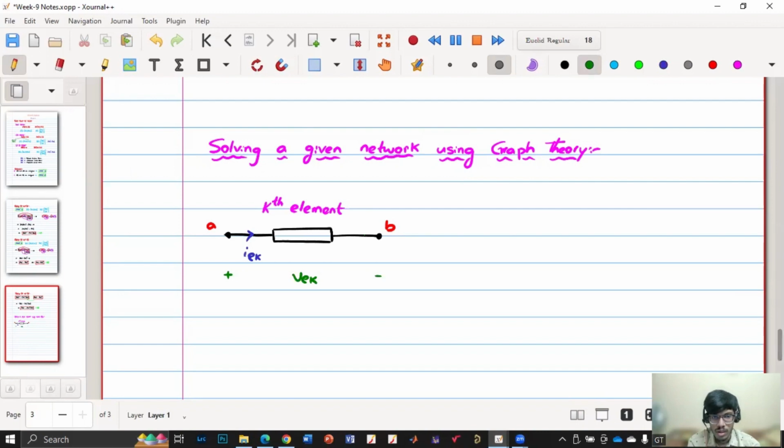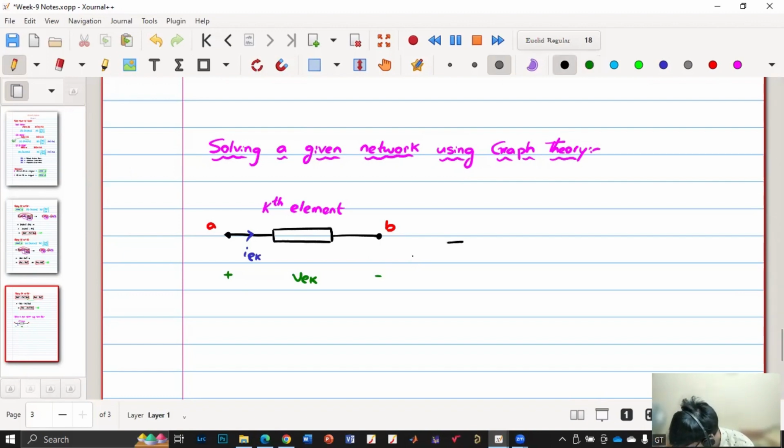Yes, sir. So now what we will be doing is, we'll consider a generalized kth element. What could be the possible case of a kth element? It could be a voltage source, it could be any impedance, or it could have a current source, right? So we'll consider a general representation of that. It is valid for any case, because the kth element could be a resistor connected in series with a capacitor and a voltage source of 2 volt, or it could be an inductor connected in parallel with a current source. That representation we are not doing here, but now we'll consider a general representation.